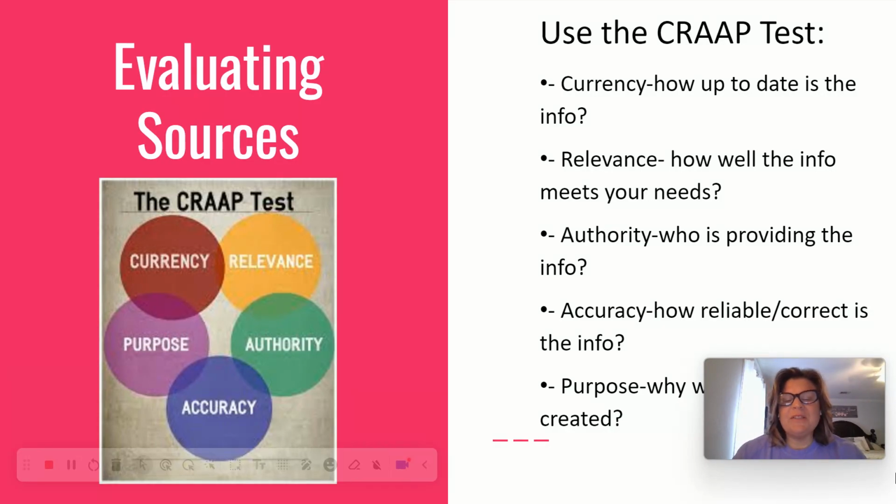And then purpose. Whoever put this information out there, what was their purpose? Was it to inform? Was it to entertain? Was it to just get your attention? Clickbait. So we need to pay attention to all of these pieces when we're looking at sources. So the CRAP test is amazing. And students love the acronym because it says crap, right? Is it crap? So that's something that resonates with them and it's easy for them to remember.